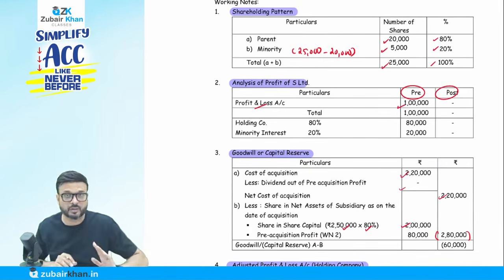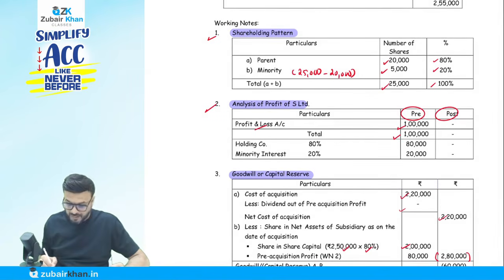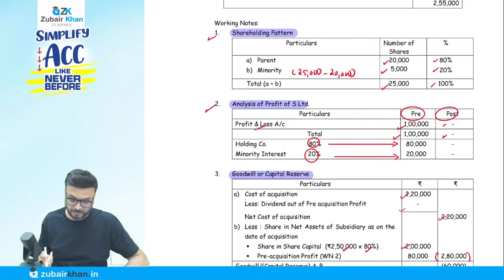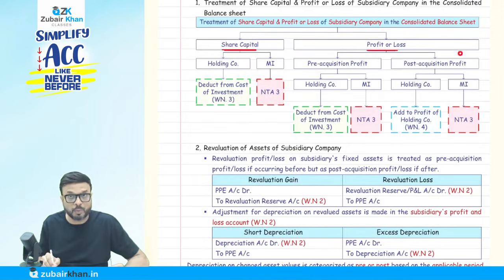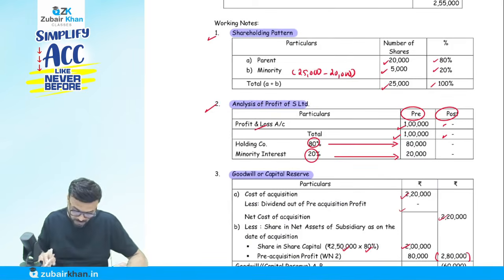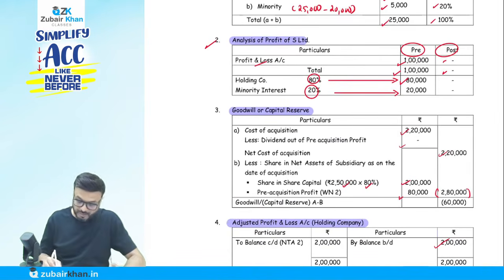First working note will close. The shareholding pattern: the total is 1 lakh, and here it is 0. With 80% holding and 20% holding, that is 80,000 and 20,000. Again, there is no post-acquisition profit in this question, only pre-acquisition profit. The holding company's profit is deducted from the cost of investment, working note number 3. So I will deduct this 80,000 and it will go to working note number 3.